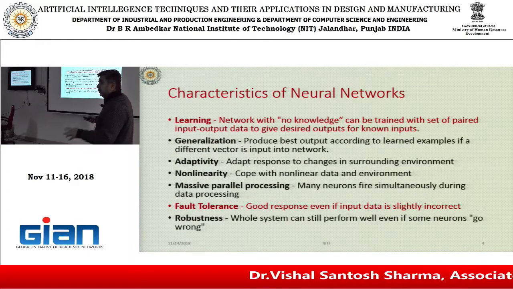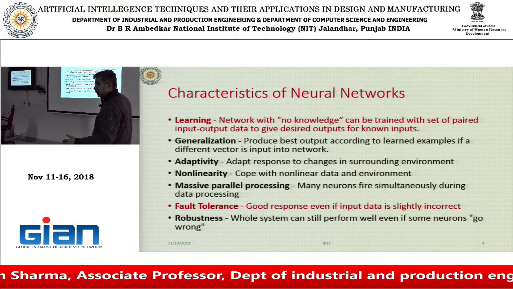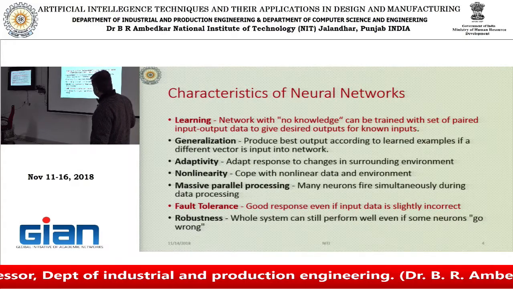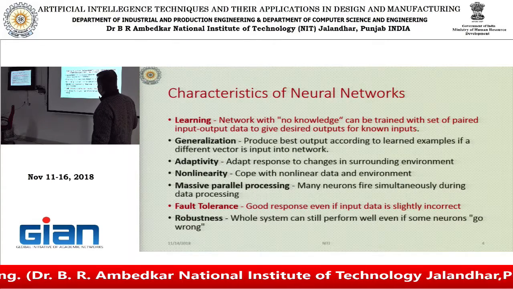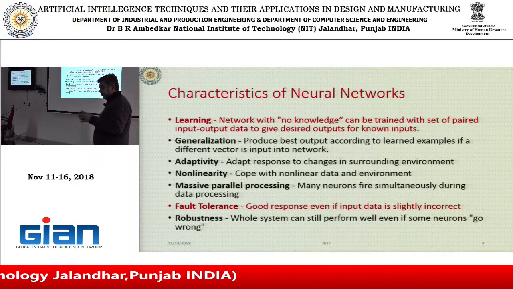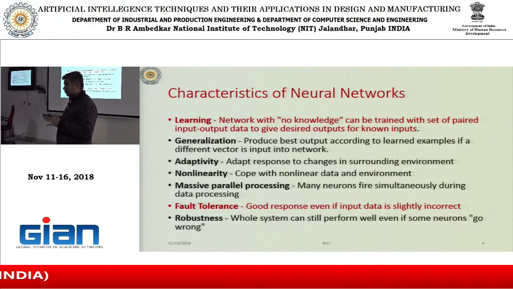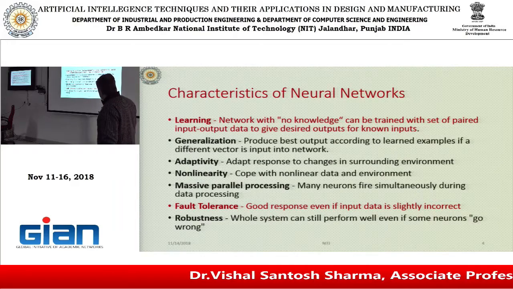The good part is that neural networks are best whenever you have huge data, a lot of data, and you want to make a machine learn. And they are fault tolerant also. So they are quite robust. Even if there is some data missing, they will give accurate predictions. So that is fault tolerant.